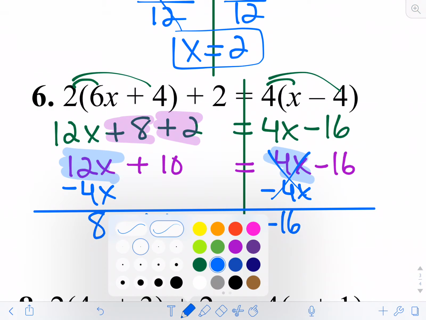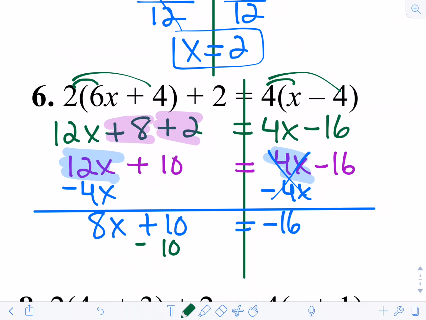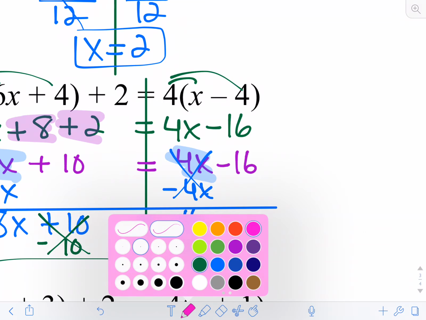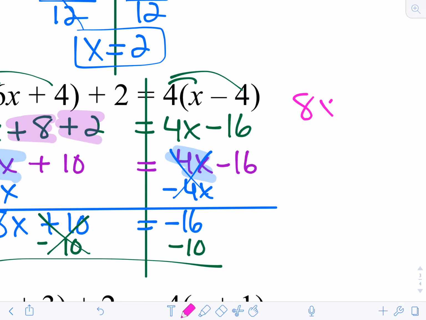Okay, and now what I want to do is subtract 10 from both sides. So subtract 10, subtract 10. Right, that is a 0 pair. So I'm going to move over a little bit to the side. So we have 8x is equal to a -16 and -10. That's a -26.